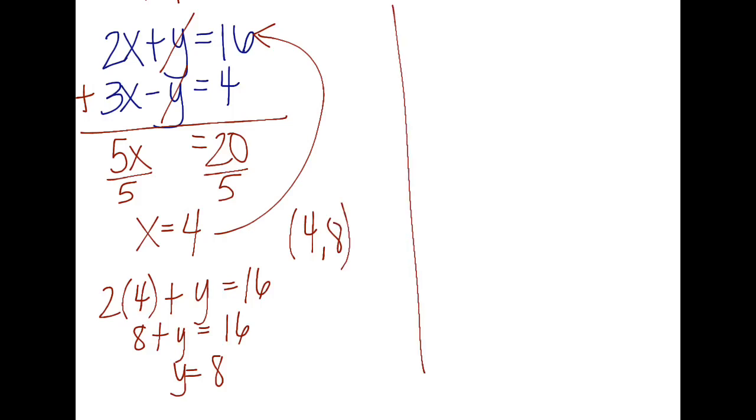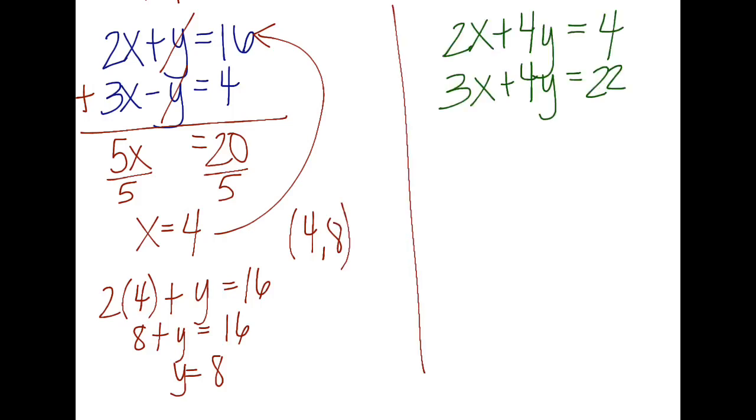Let's look at another one. Okay, so another example: 2x plus 4y equals 4 and 3x plus 4y equals 22. I can see already that if I try to add these two equations together, nothing's going to cancel. 2x and 3x would become 5x, 4y and 4y would become 8y. So this is a little bit different than the last example. But there is something that we can do.